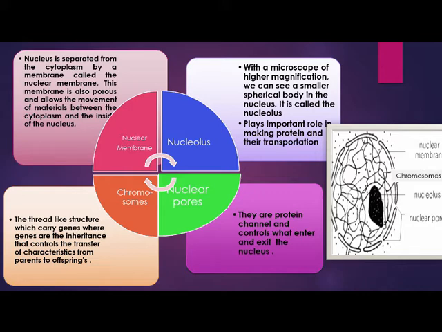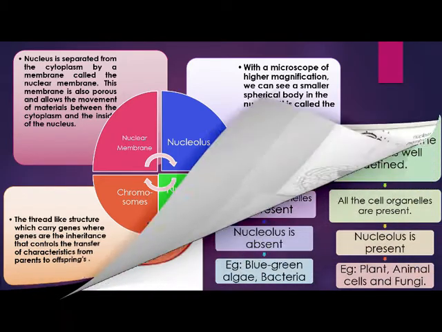Nucleus. The nucleus plays an important role in making protein and its transportation. The spherical and smaller body in the nucleus is known as the nucleolus, and we can see the nucleolus with the help of a microscope of higher magnification. Nuclear pores. Nuclear pores are the small pores inside the nucleus. They are protein channels and control what enters and exits the nucleus.